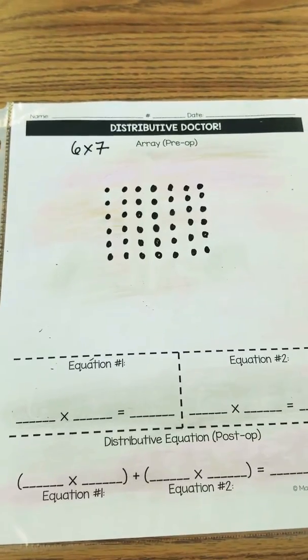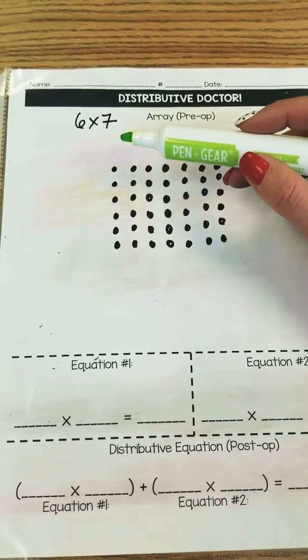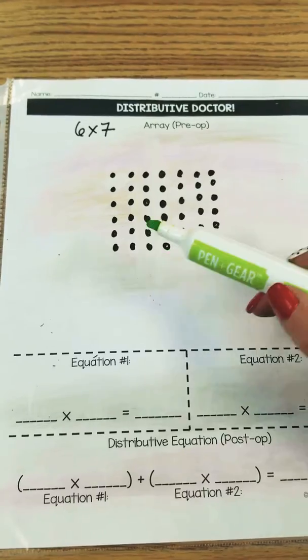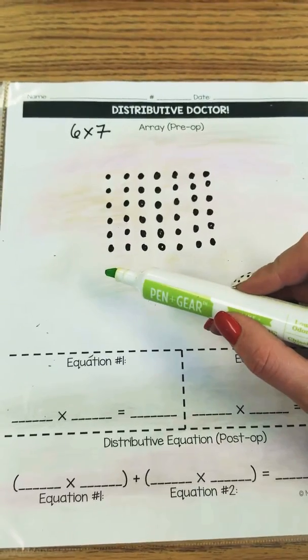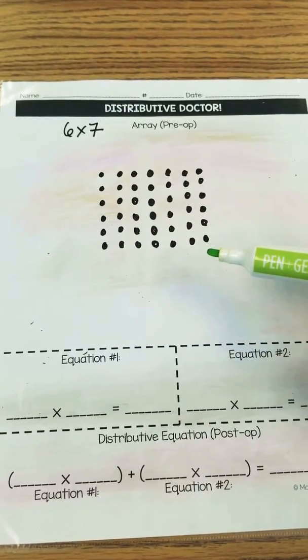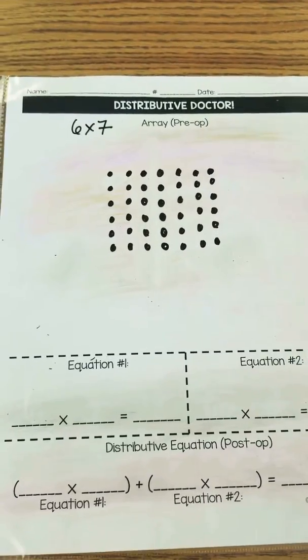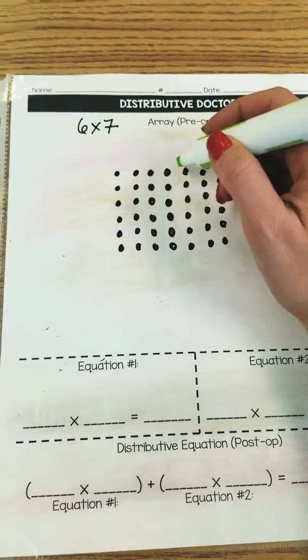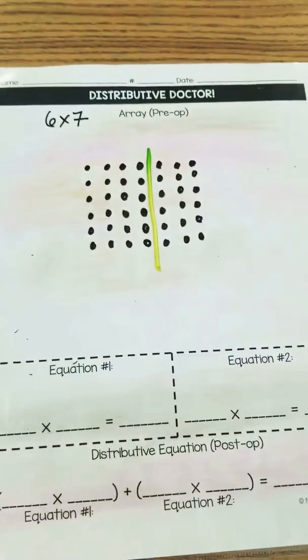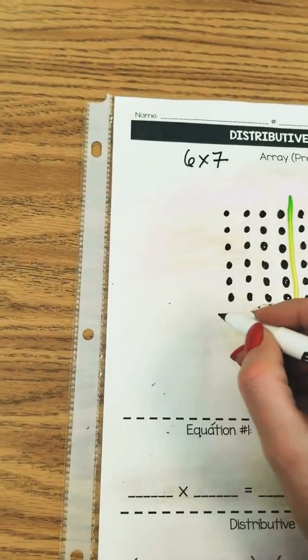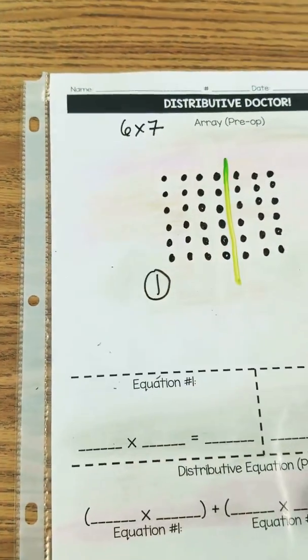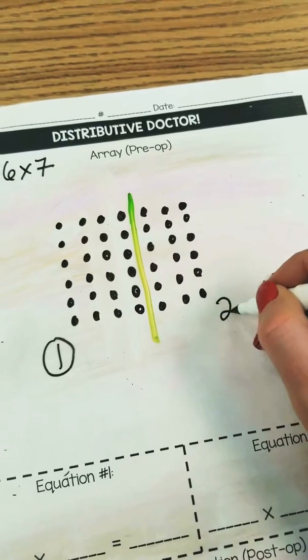into two smaller arrays. So I have my 6 times 7 equation, so I drew my array, which has 6 rows with 7 in each row. Now I'm going to make my incision, and like I said, you can draw it anywhere you want. I'm just going to draw mine here. So now I consider this to be array number 1, and then this is array number 2.